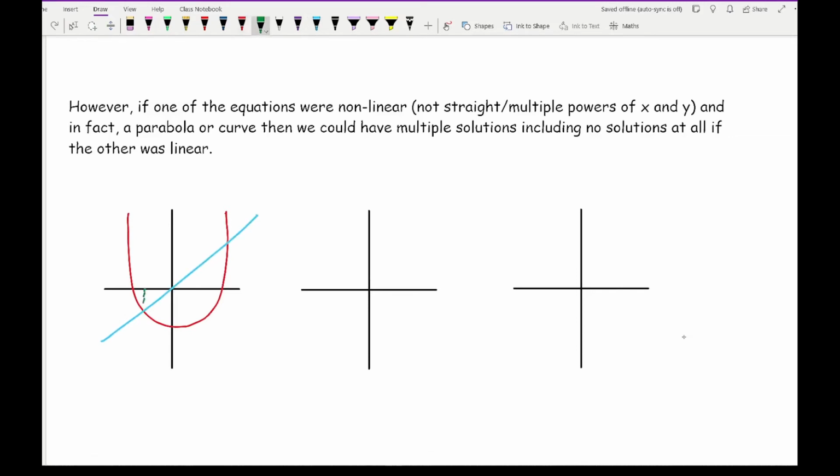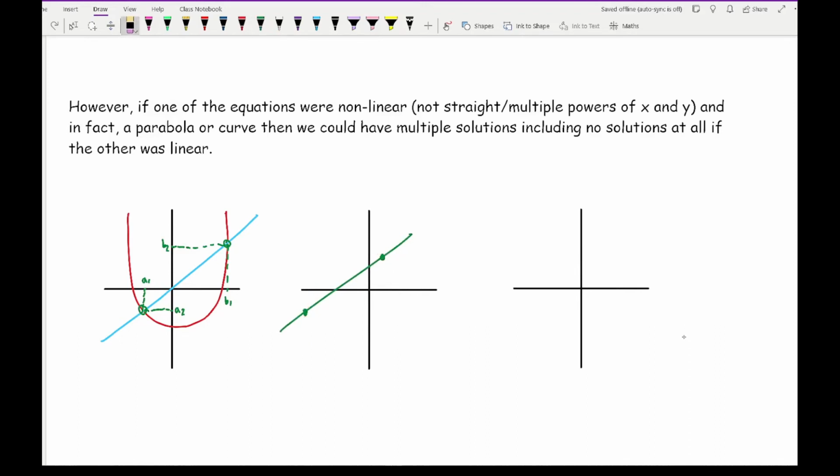So this is going to be one set of solutions. So let's call that A1, A2, because they're going to be different numbers. And this here would be another set of solutions. So let's call that B1 and B2. So here you can see I'm going to end up with two possible answers. And likewise, if I had a negative parabola and a straight line, then again my solutions are going to be this coordinate here and this coordinate here.